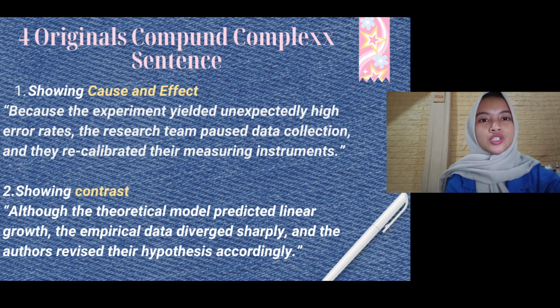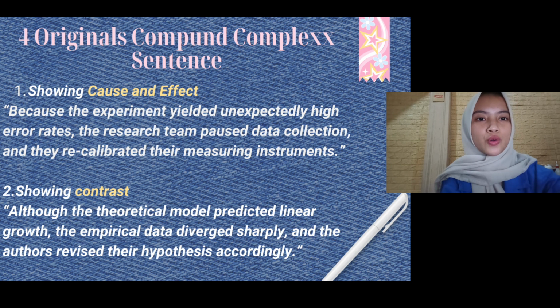The first one is showing cause and effect. Because the experiment yielded unexpectedly high error rates, the research team paused data collection and they recalibrated their measuring instrument. Here, because is the dependent clause that explains the cause, while the rest are independent clauses.